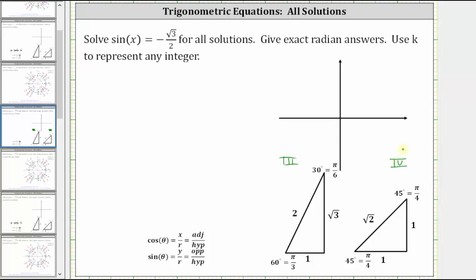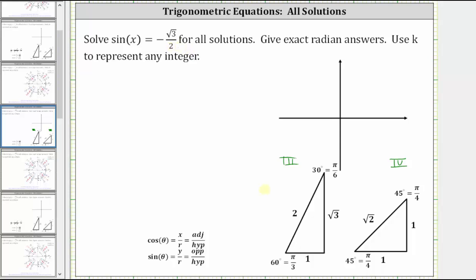The next step is to find the reference angles in the third and fourth quadrants that give a sine function value of negative square root 3 divided by 2. To do this, we ignore the negative sign for a moment and find the reference angle that gives a sine function value of square root 3 divided by 2. If we sketch these reference angles in the third and fourth quadrants, the sine function value will be negative.